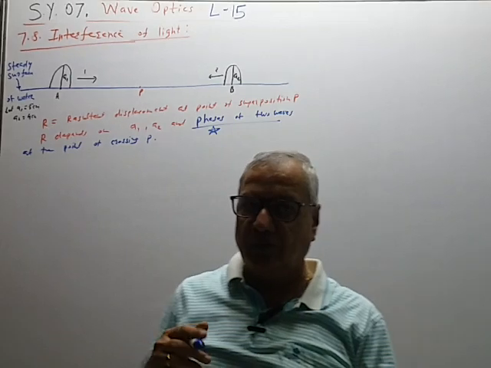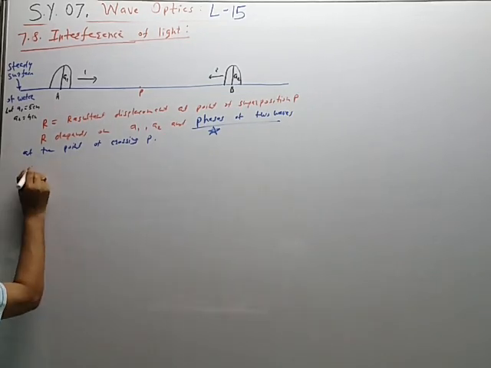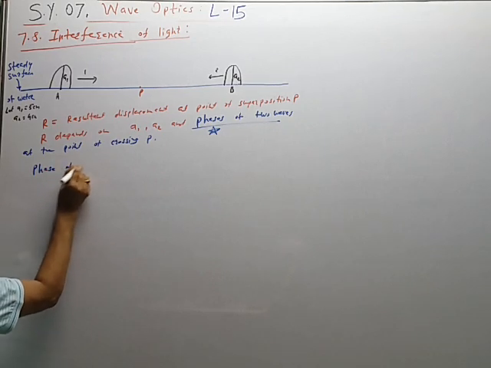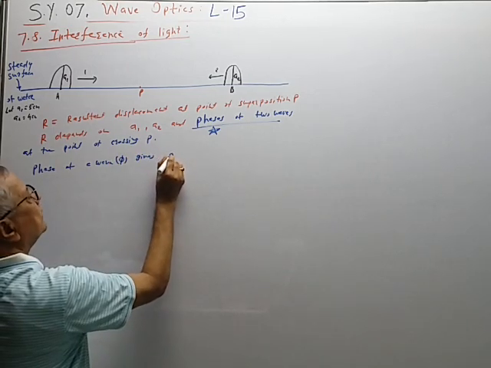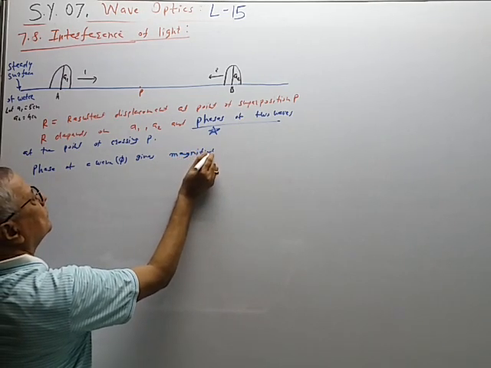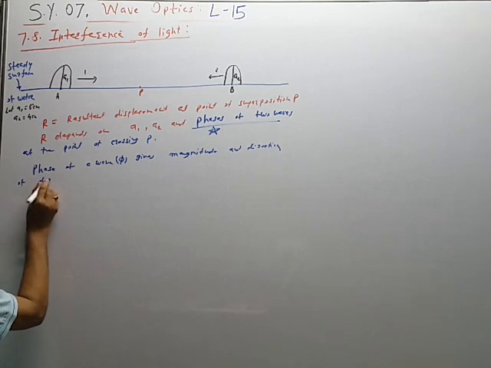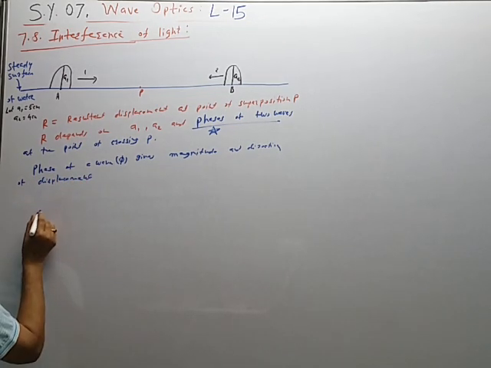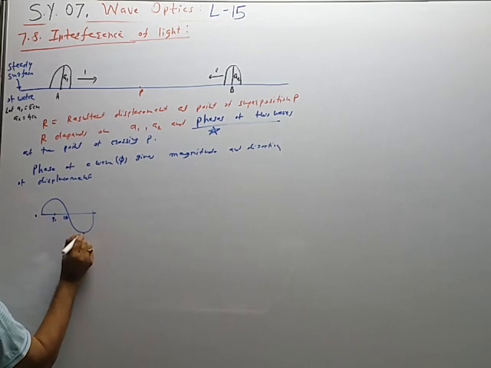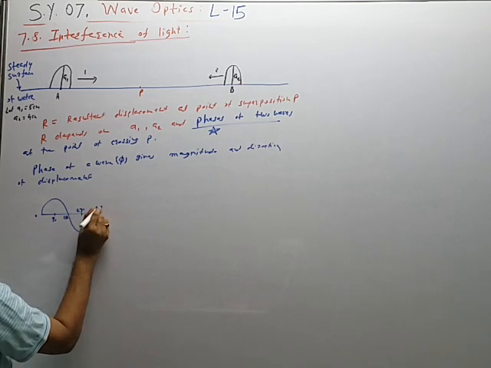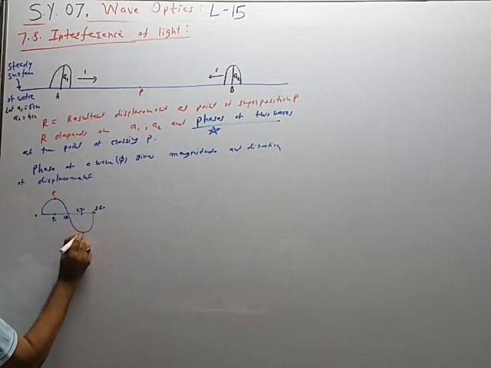So we know the meaning of phase. Phase is a physical quantity which gives the idea of magnitude and direction. So the phase of a wave, phi, gives the magnitude and direction of the displacements. For example, if I consider one wave, then this is 0 degree, this is 90 degree, this is 180 degree, this is 270 degree, and this is 360 degree. So this is the position of crest. This is the position of trough.